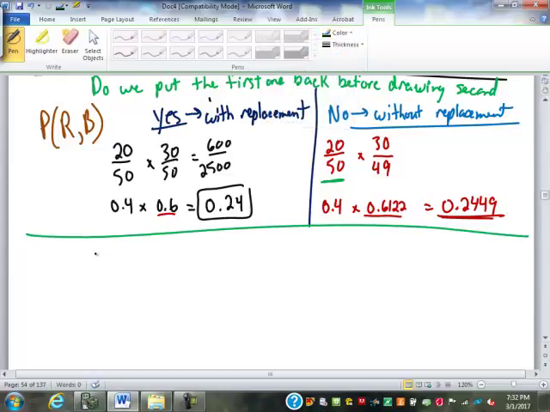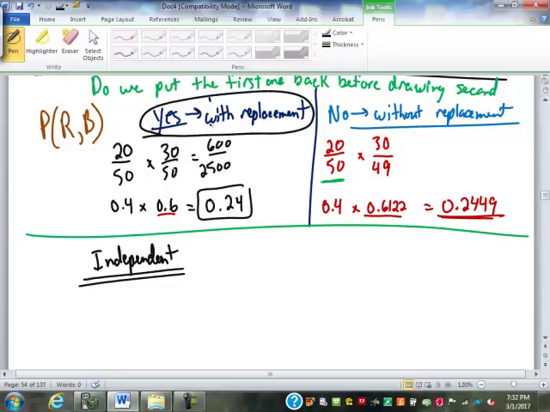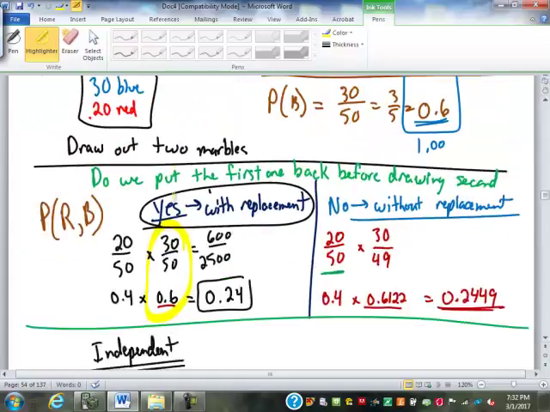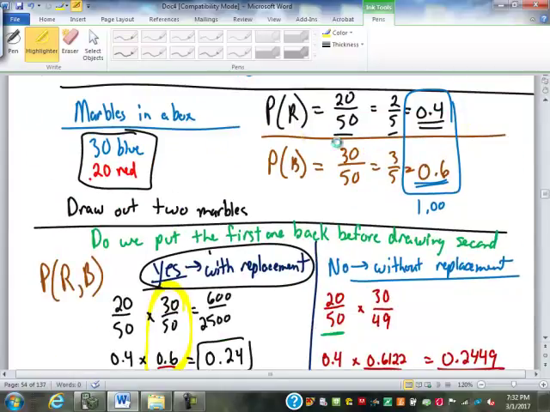This is what we call independent. When we did this drawing here, we drew out the first marble, we put it back before we drew out the next marble. So the probability of getting a blue marble on the second draw was just the probability of getting a blue marble, period. It was independent because we put the marble back.